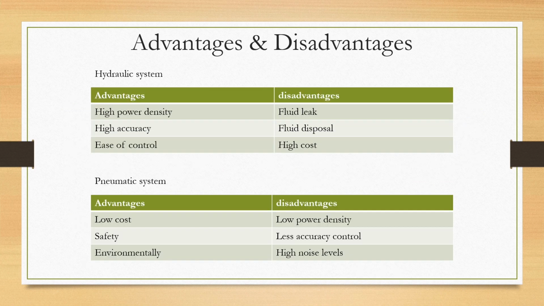These are the advantages and disadvantages of the hydraulic system and pneumatic system. For the hydraulic system, the advantages are high power density, high accuracy and ease of control. The disadvantages are fluid leak, fluid disposal and high cost. For the pneumatic system, the advantages are low cost, safety and environmental friendliness. The disadvantages are low power density, less accurate control and high noise level.